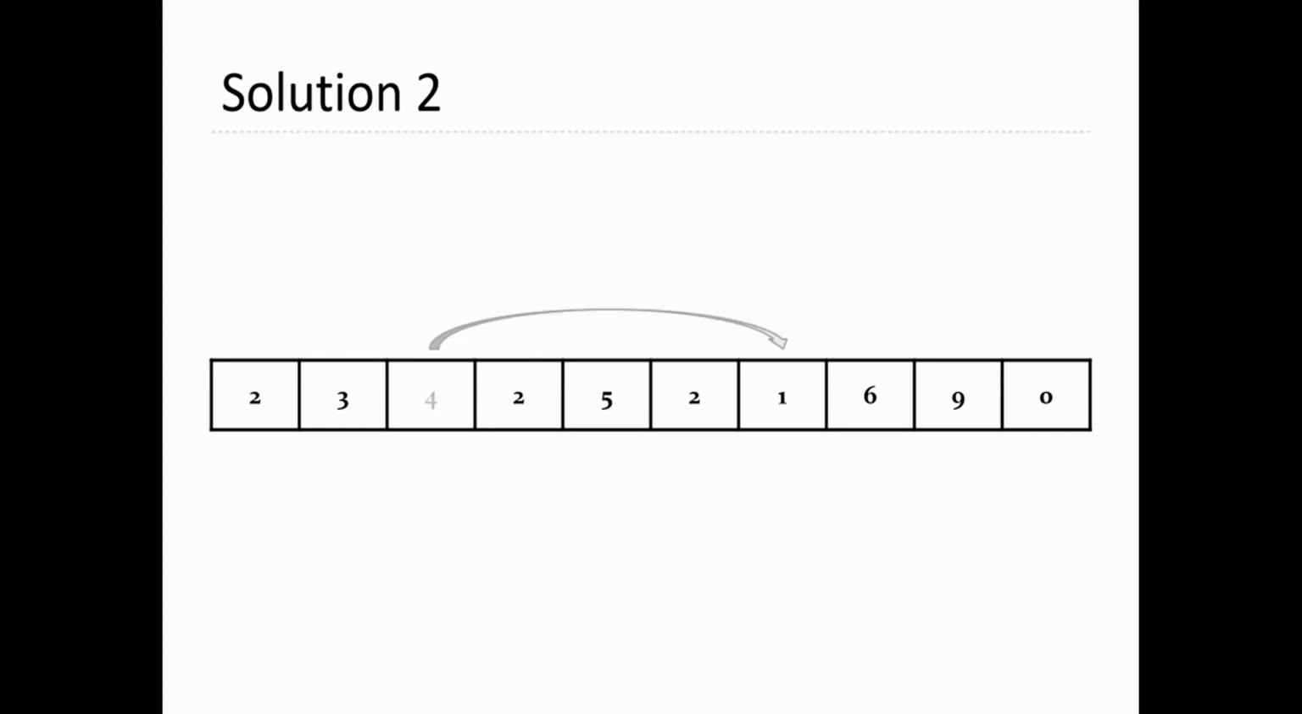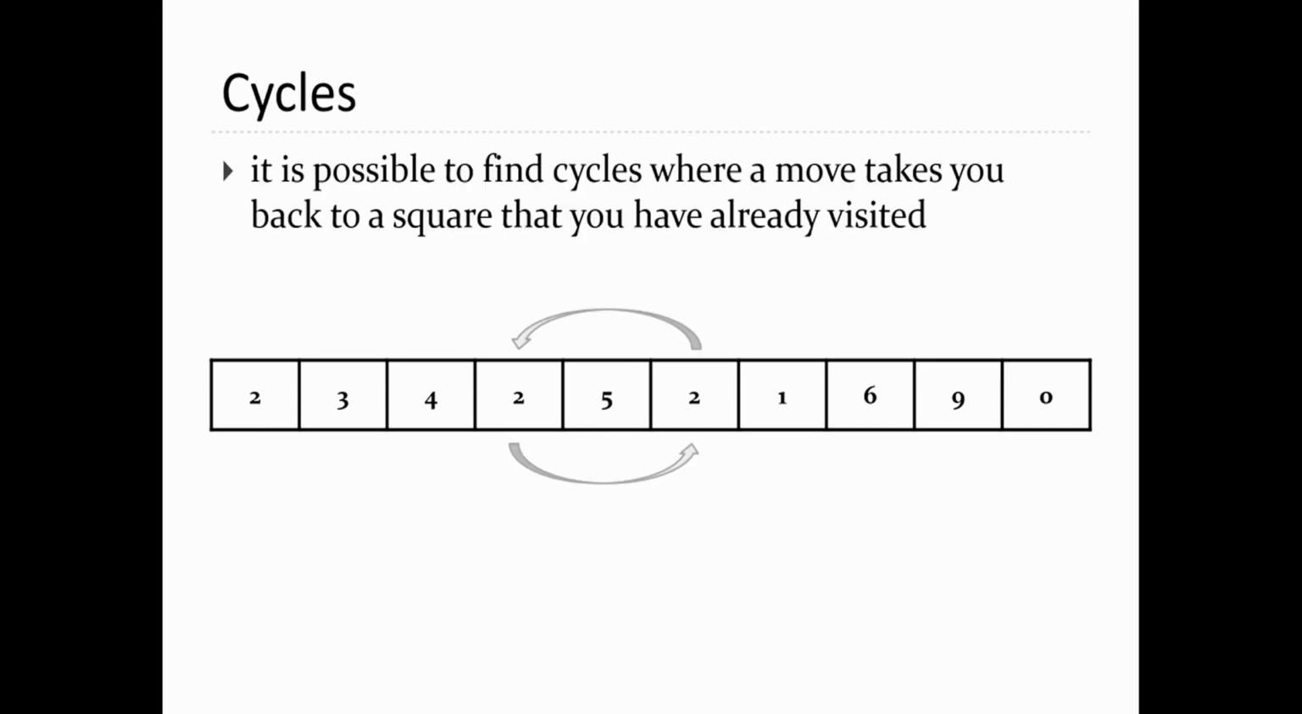So in this case, you move 2, then 2 to the left, and then 3 to the right, and now 5 to the right. In this particular problem, it's often the case that there's more than one solution. And it's often the case that you can find cycles where a move takes you back to a square that you've already been on. Obviously, if you do this, you can end up stuck in an infinite cycle. It's possible to just keep on going back from 2 to 2.